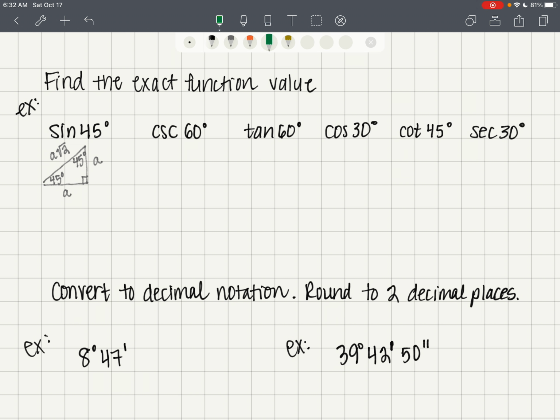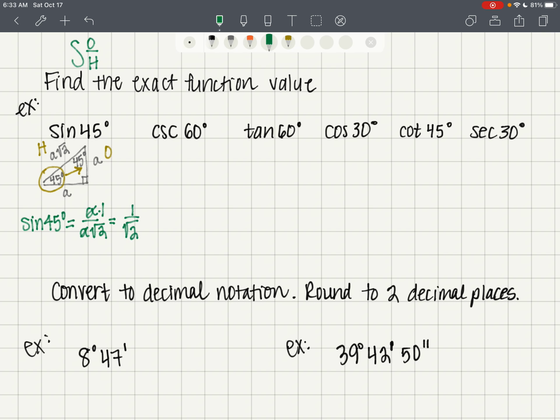Now the sine is opposite over hypotenuse. So I can choose either 45 degree angle, draw an arrow going to the opposite side, and then the hypotenuse will always be across from the 90 degree angle. And the sine of 45 degrees, remember, is equal to a relationship. It's the opposite over the hypotenuse. And then we can simplify that. The A's cancel, leaving us with a 1 in the numerator over the square root of 2.